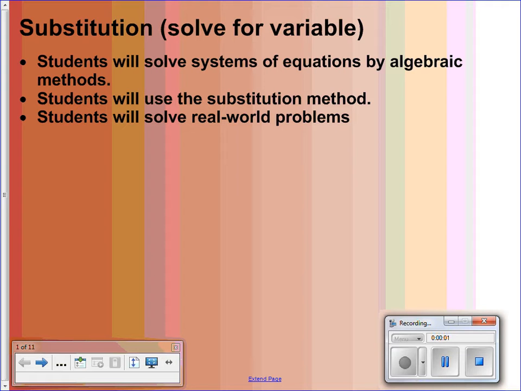This lesson we'll be talking about substitution. We'll solve for a variable. Students should be able to solve systems of equations using algebraic methods, use the substitution method, and solve real-world problems.